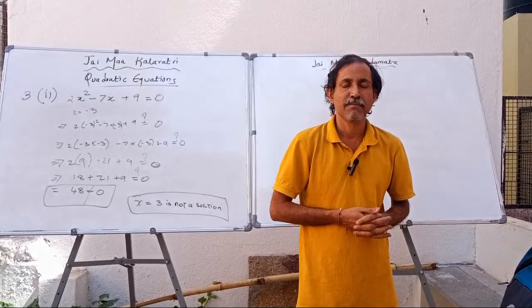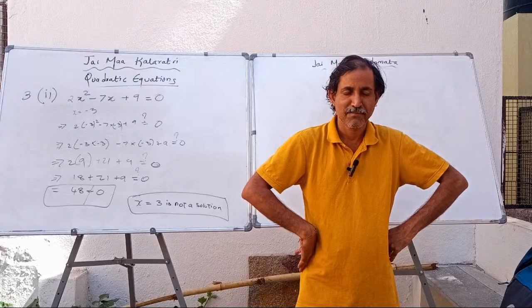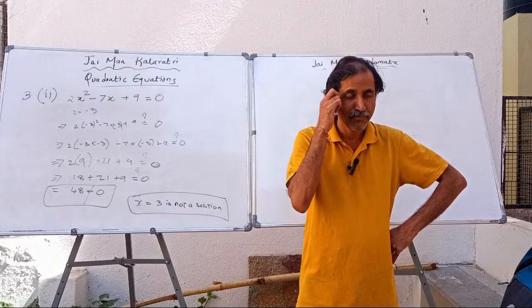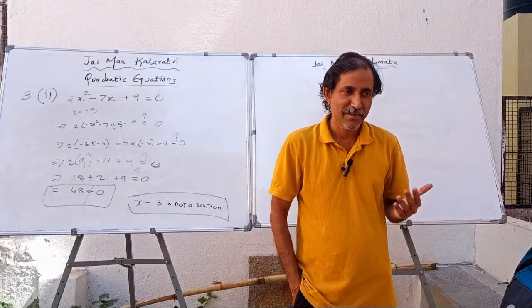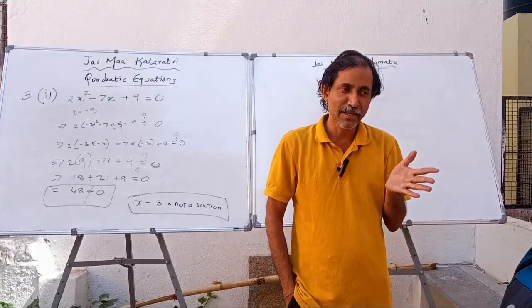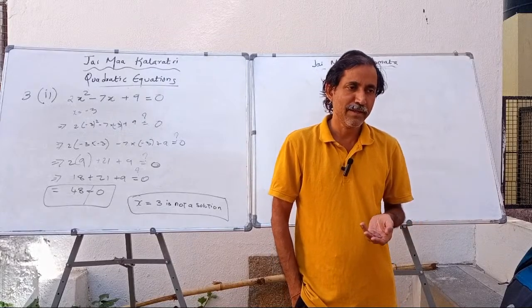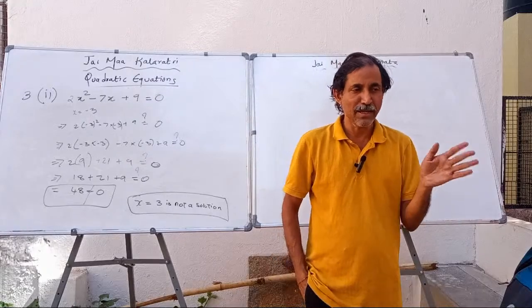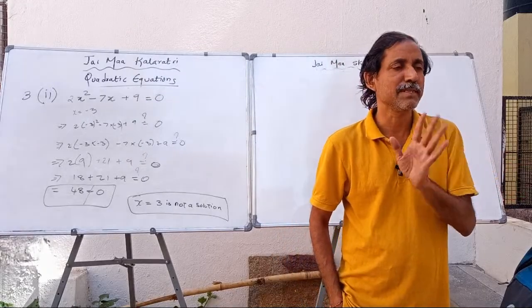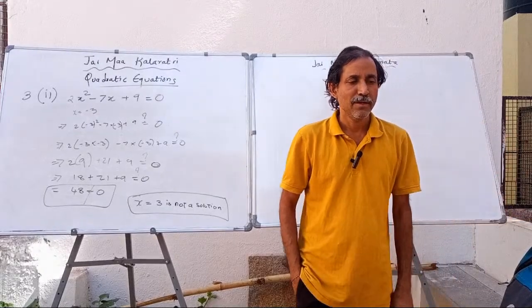ax square plus bx plus c is equal to 0. Something more is also there. Where A? And LHS should be 0. See, A is not equal to 0 and A, B, C should be real numbers. Can you just check the definition?